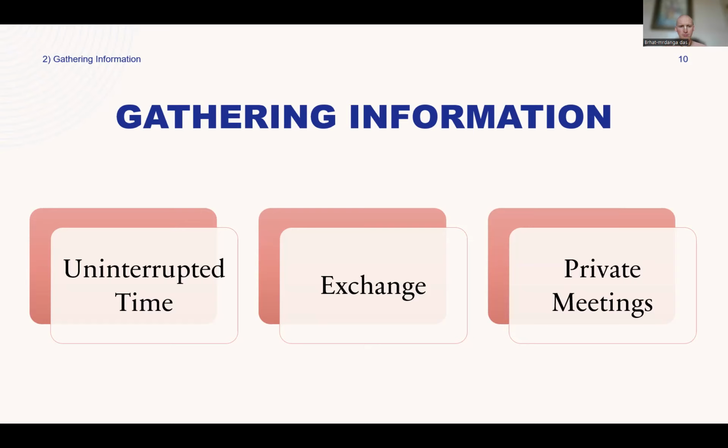So again, if you just get this much out of the class this morning, uninterrupted time and exchange, you'll know how to handle any dispute, at least to a certain point. And I hope that you'll feel empowered after learning these very simple techniques to say, okay, let's talk about this.